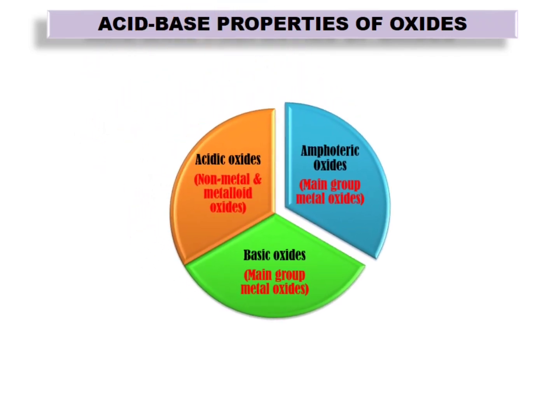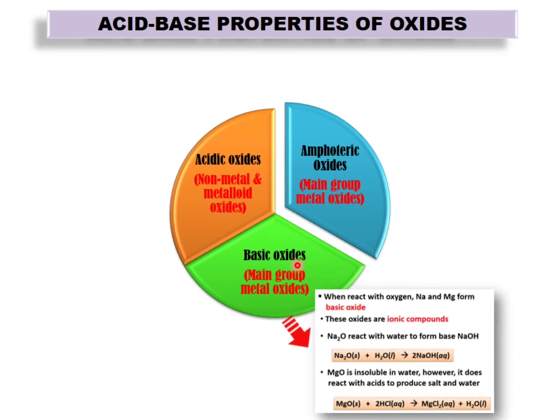So for acid-base properties of oxide, we can classify it into 3 parts. Okay, we have the first one, acidic oxide, and then we have basic oxide, and then we have amphoteric oxide. Okay, so kita boleh bahagikan kepada main group metal oxide. Okay, we have 2 parts, which is basic oxide and amphoteric oxide, and then we have non-metal oxide and metalloid oxide. Okay, the first one is basic oxide, which is focus on the metal oxide.